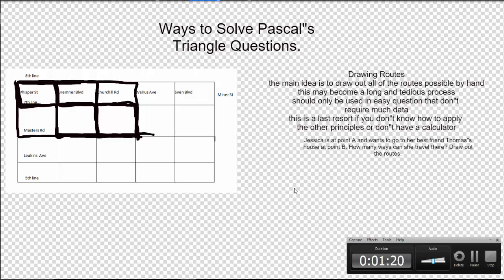So to be exact, there are 10 ways to get from point A, which is Jessica's house, to point B, which is Thomas's house. And this is the drawing routes method.